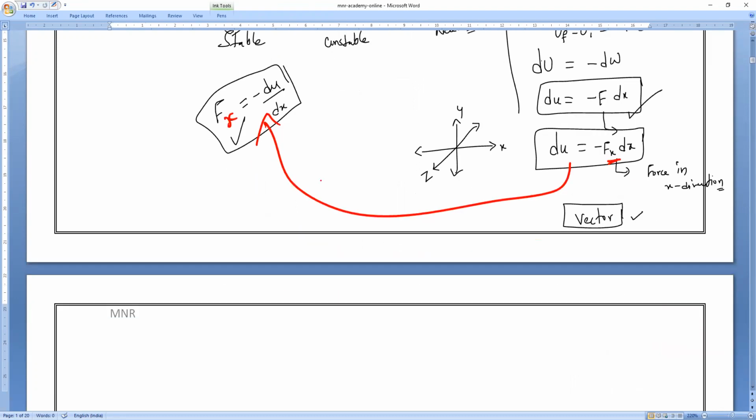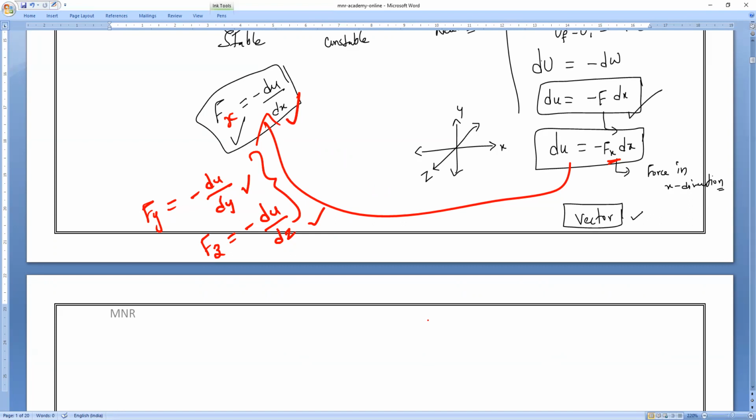The same way for Fy. In the y direction, Fy is equal to minus dU by dy. For the z direction, Fz is equal to minus dU by dz. So the same way as we write for the x direction, the same way for the y direction and the same way for the z direction. Is it okay, all of you?